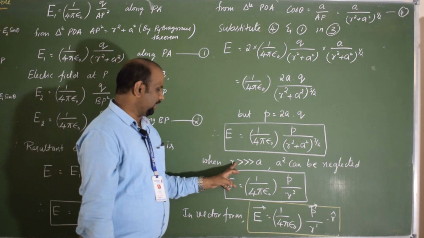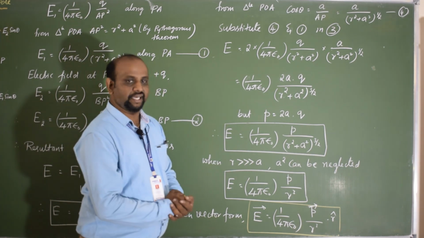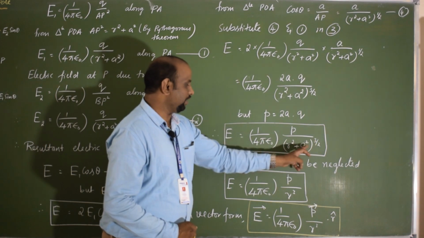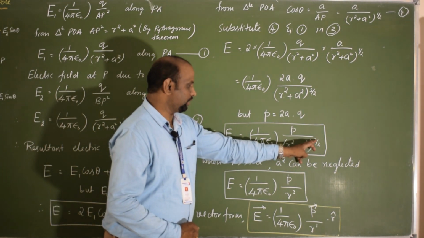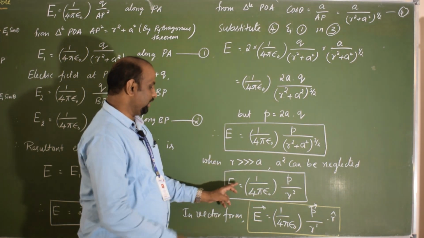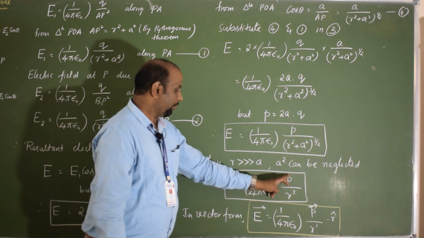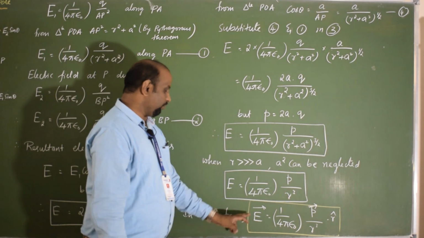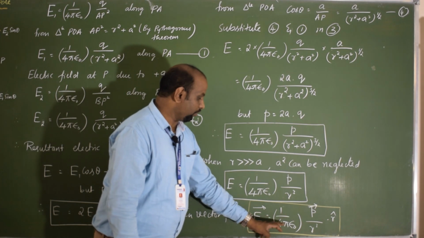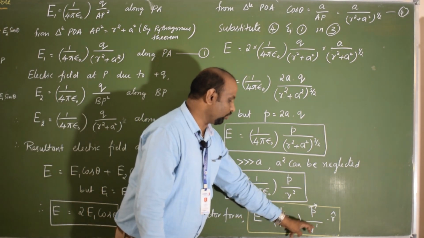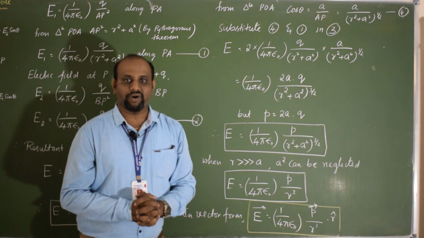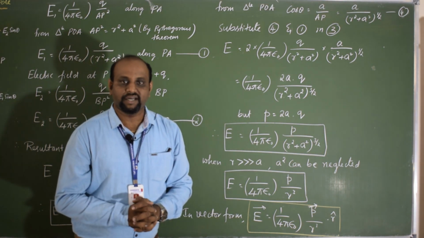From the diagram, it's clear that R is very much greater than A, so A square can be neglected. When A square is neglected, R square whole to the power of 3 by 2 means 2 times 3 by 2, which is R cube. The formula becomes E is equal to 1 by 4 pi epsilon naught P divided by R cube. In vector form, the formula can be written as vector E is equal to 1 by 4 pi epsilon naught vector P divided by R cube into R cap. This is the expression for the electric field at a point on the equatorial line due to a dipole.